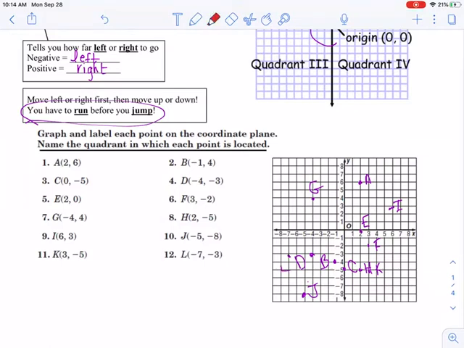All right, so you should have A, E, and I all being in quadrant 1, G being in quadrant 2, L, D, B, and J are all in quadrant 3, and C, H, K, and F are all in quadrant 4. Go ahead and check your work for that.